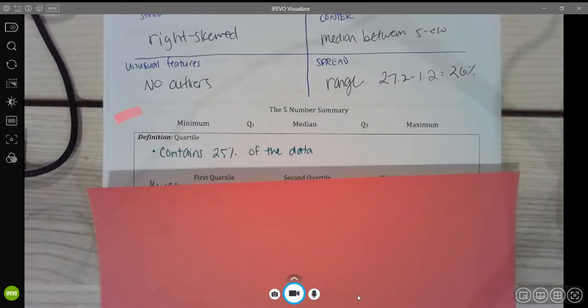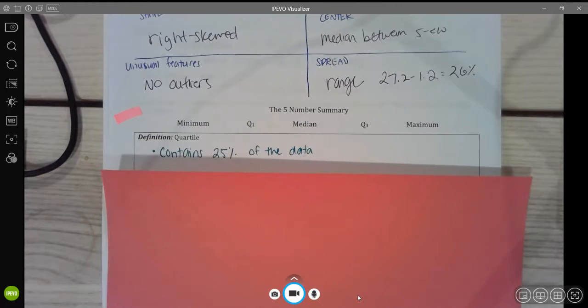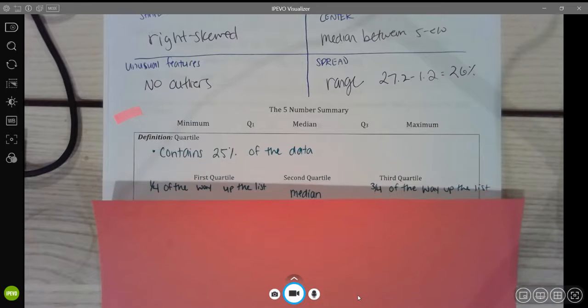So a quartile contains 25% of the data. So within that quartile, you should find 25% of the data that you've collected. There are 3 quartiles. There's the first quartile, the second quartile, and the third quartile.